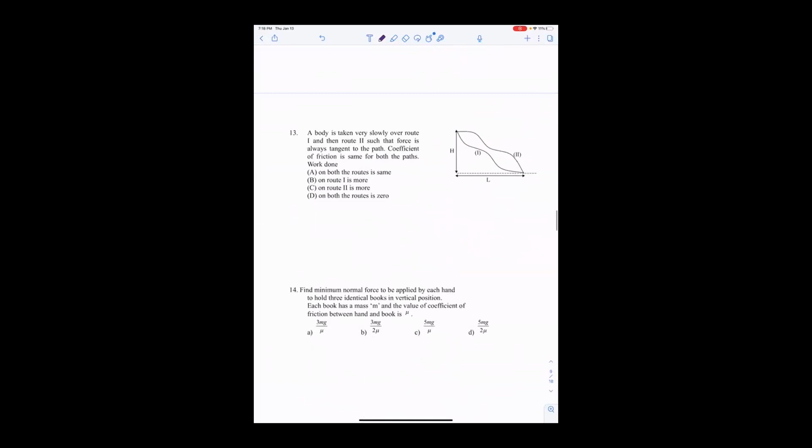So the first question, I gave it a little differently. A body is taken very slowly. That means velocity is 0. Route 1 and route 2.